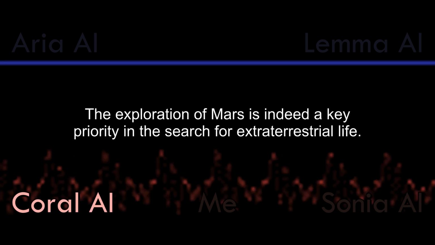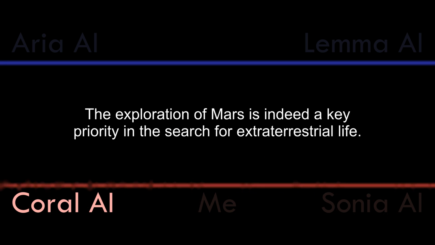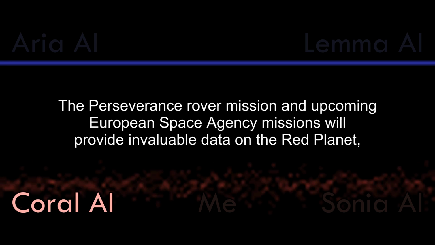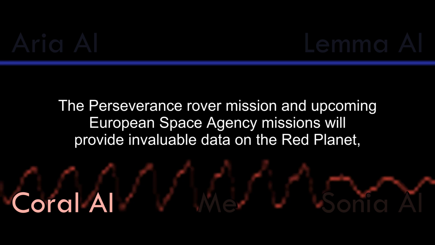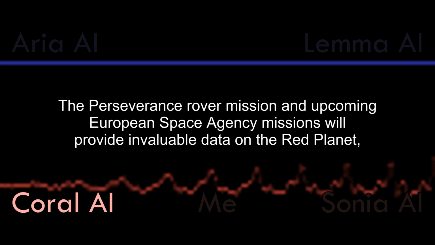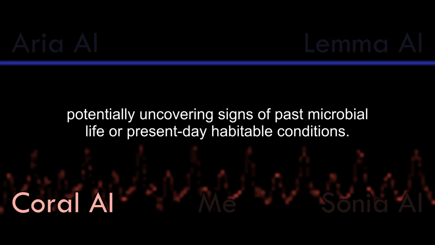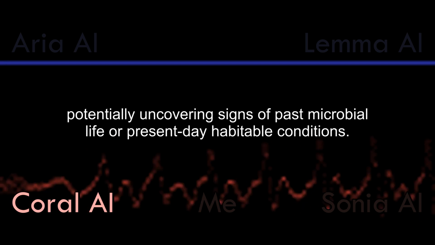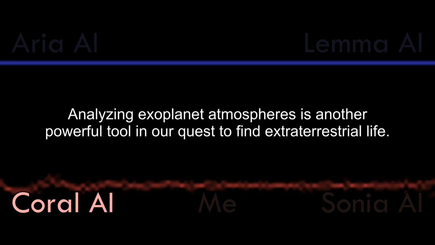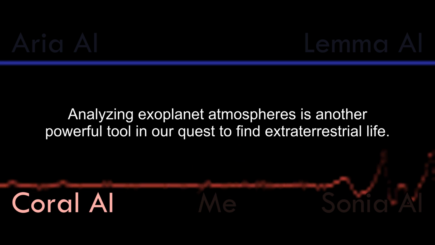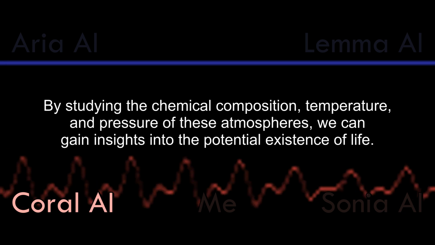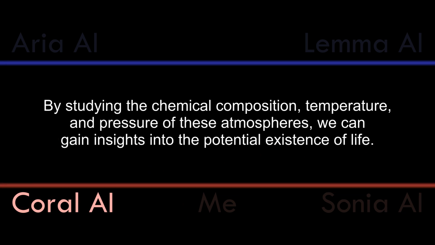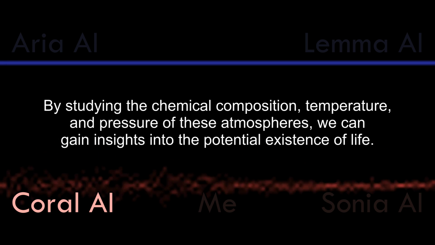The exploration of Mars is indeed a key priority in the search for extraterrestrial life. The Perseverance rover mission and upcoming European Space Agency missions will provide invaluable data on the Red Planet, potentially uncovering signs of past microbial life or present-day habitable conditions. Analyzing exoplanet atmospheres is another powerful tool in our quest to find extraterrestrial life. By studying the chemical composition, temperature, and pressure of these atmospheres, we can gain insights into the potential existence of life.